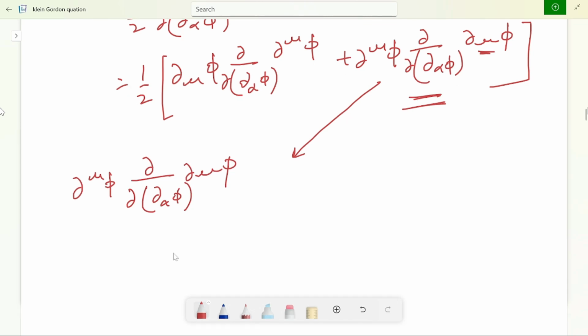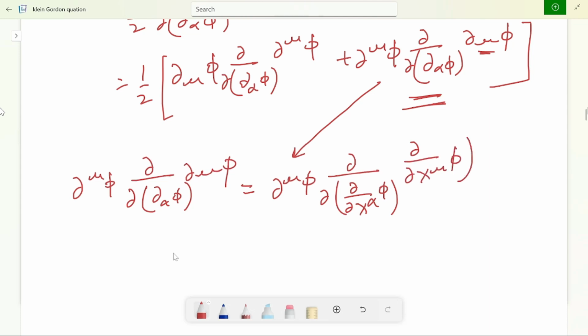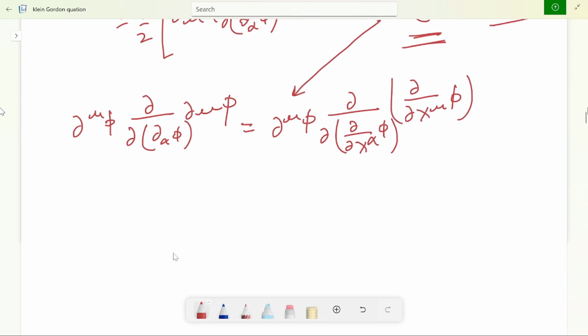Let us write down this equation in its actual form. It would be d mu phi of d by dx alpha phi, and we are taking the derivative of d by dx mu phi, right? Now this derivative can look terrifying at first, right? But this is not actually that complicated.